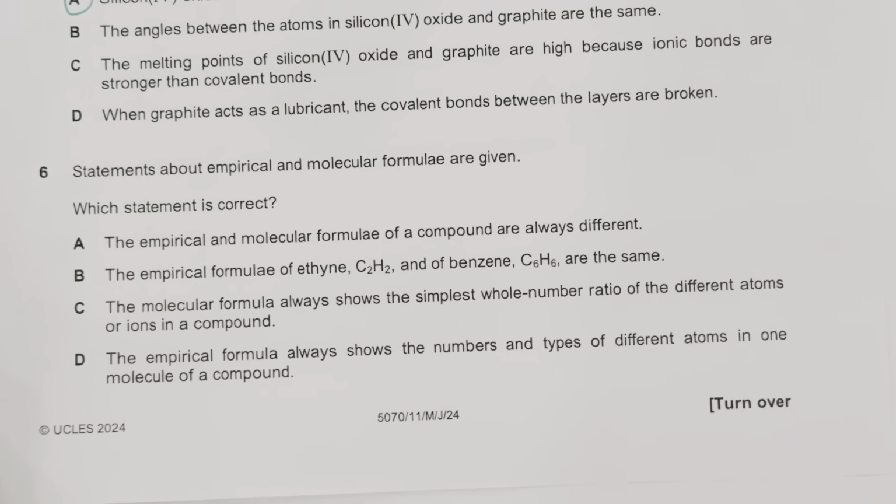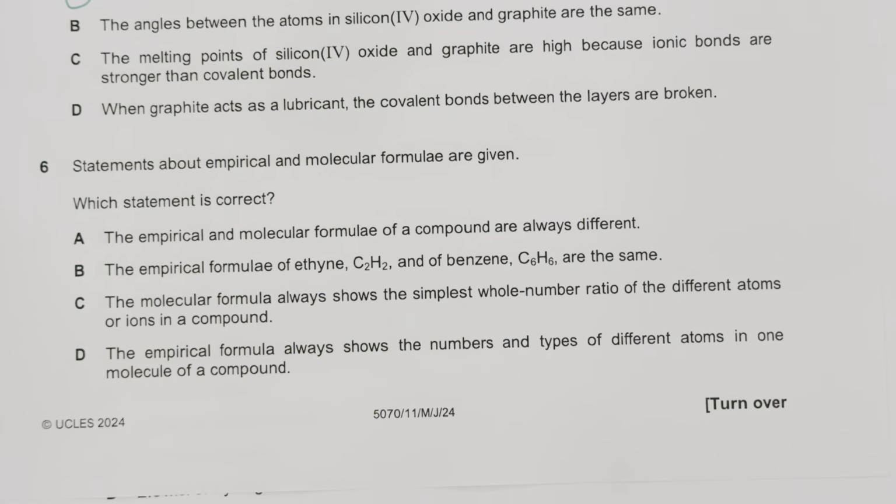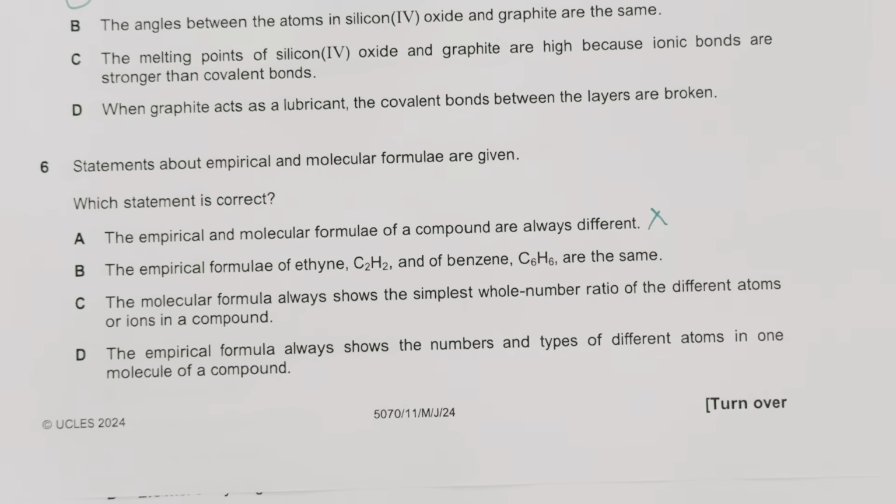Statements about empirical formula and molecular formula are given. Which statement is correct? The empirical formula and the molecular formula of a compound are always different. No, sometimes they are the same, so this is wrong. The molecular formulae of ethyne and benzene are C2H2 and C6H6. So these are multiples, and the empirical formula would be CH for both. Yes, this is the right option. Option B is the correct one.